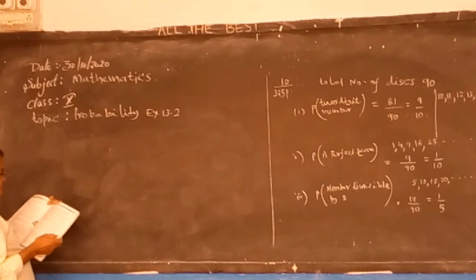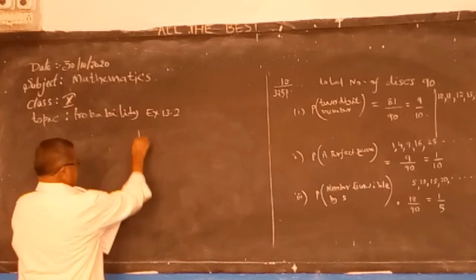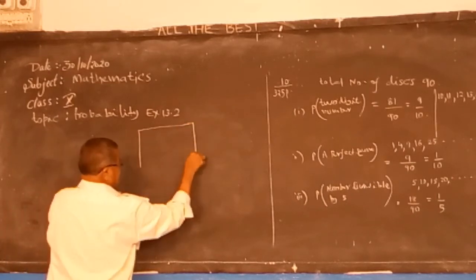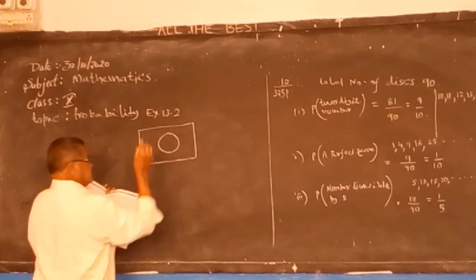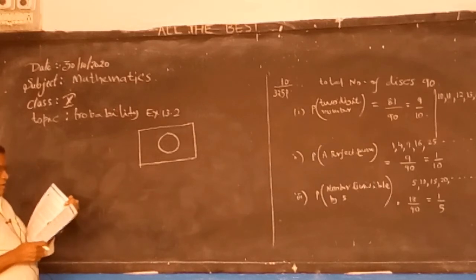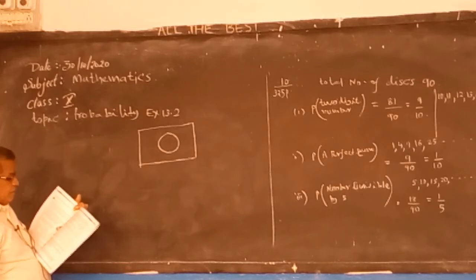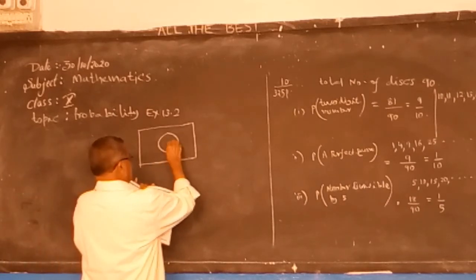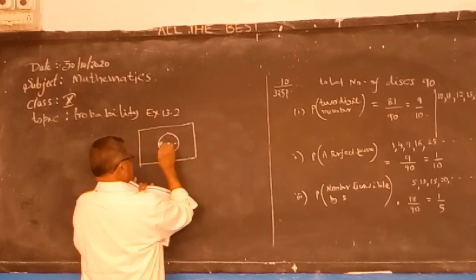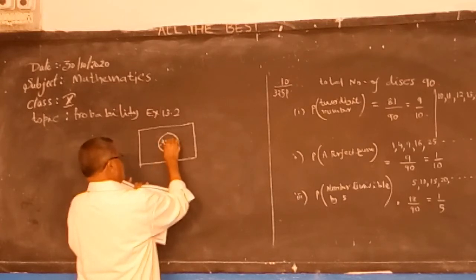Suppose you drop a die at random on the rectangular region shown in the figure. There is a rectangle and there is a circle. What is the probability that it will land inside the circle with diameter 1 meter? Diameter is equal to 1 meter.